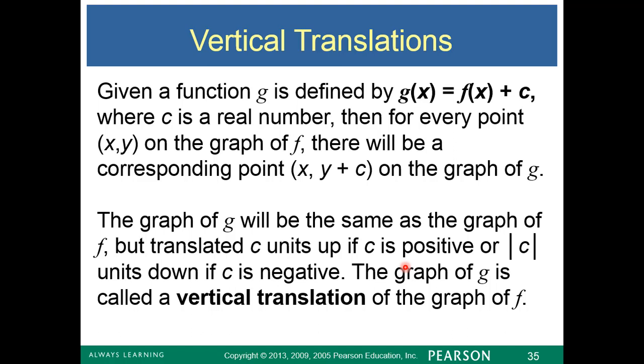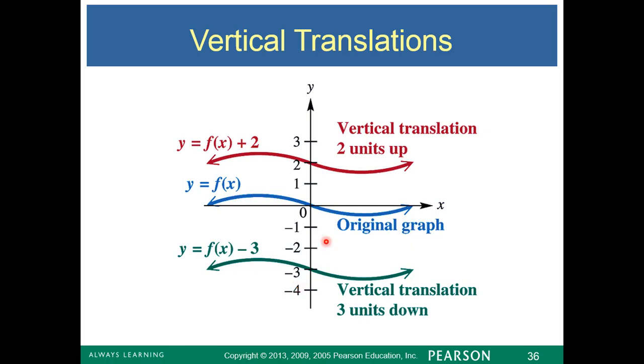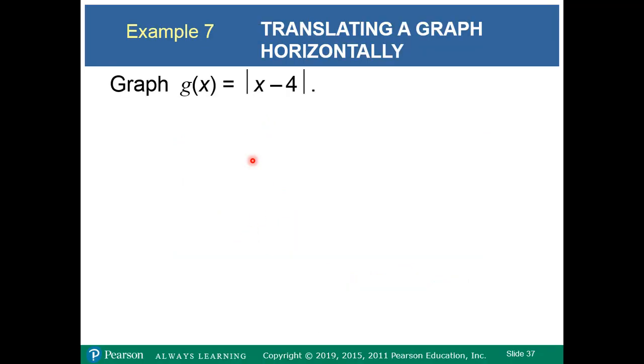So now, if we're given a function g, and it's defined as some other function, f of x plus c, then what we're doing is we're adding to every single y value of f of x. So this is going to be a vertical translation up. Okay? So we're going up. We're moving up c units. Okay? So if it's addition, it's a vertical translation up. If it's subtraction, it's a vertical translation down. Okay? But notice that we're outside the function.